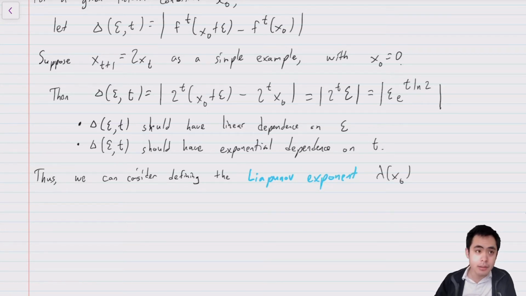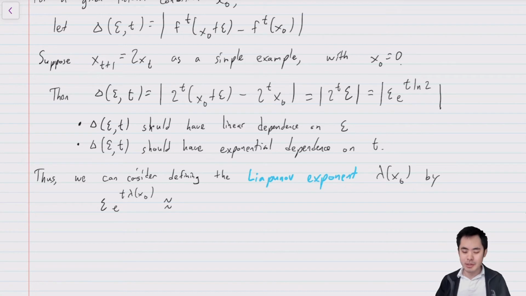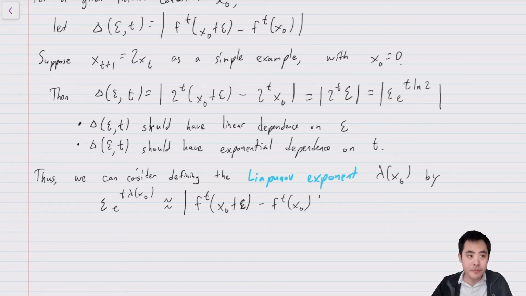Lambda of x naught, epsilon e to the t lambda of x naught is about equal. So this isn't actually a definition because we haven't quite made this formal. But we're going to say that epsilon e to the t times lambda of x naught, where in the previous case that was just the natural log of 2. In this case, we don't know what it is yet, since we're talking about an arbitrary difference equation. It's going to be equal to f to the t applied to x naught plus epsilon minus f to the t of x naught, where epsilon is small and t is large.